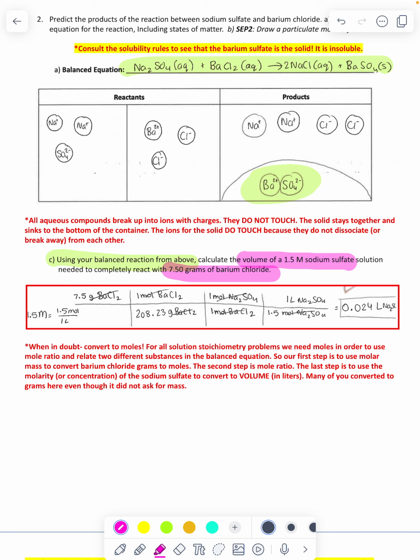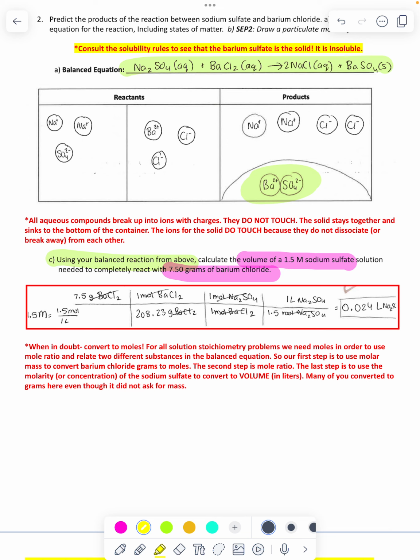You can also think about which thing do I know enough about to get moles? And the barium chloride, if I know grams, I can find moles using molar mass. The sodium sulfate, I don't have enough information to find moles. So if I think about that molarity equation, liters is equal to moles divided by molarity. So I don't know liters and I don't know moles. So I can't really start with that 1.5 for a lot of different reasons.